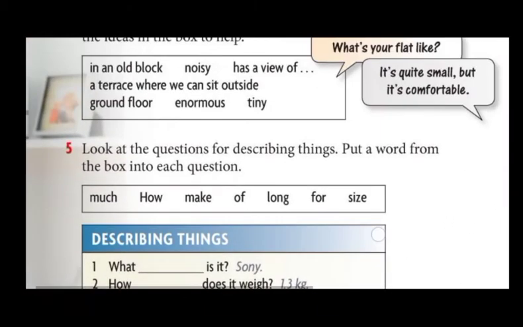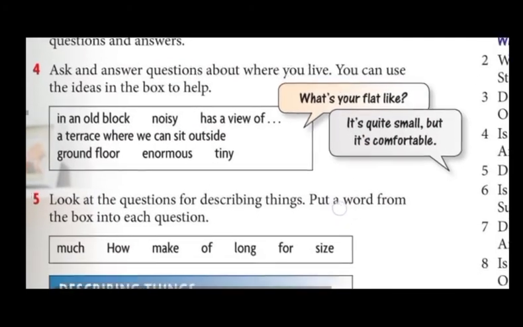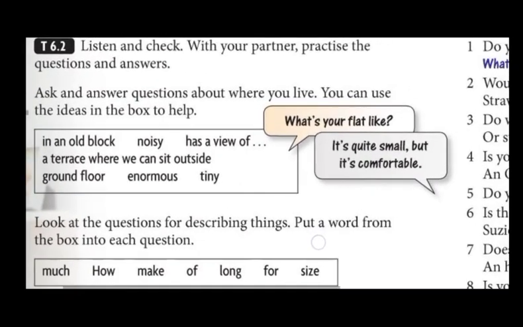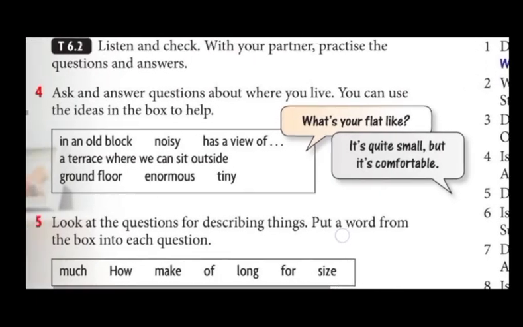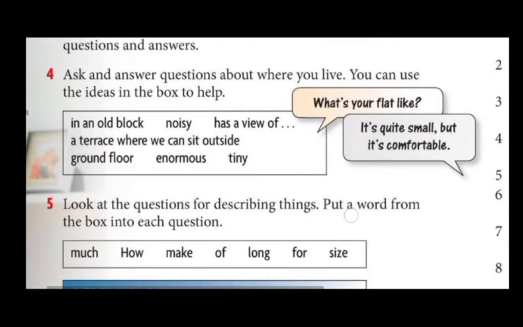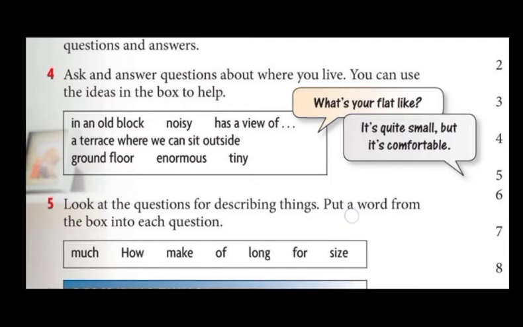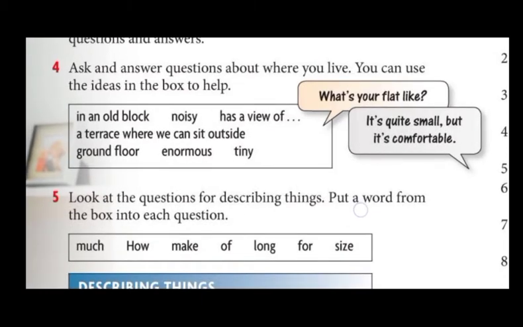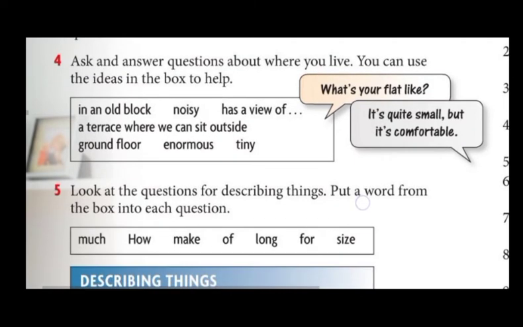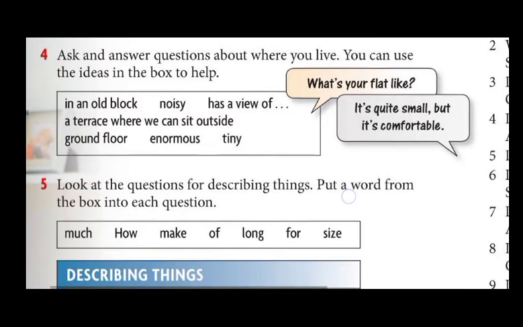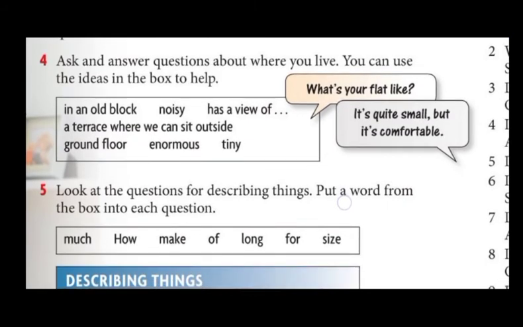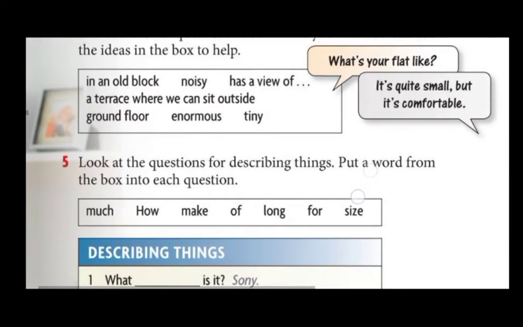Now we turn to the next course. Here we have ask and answer questions about where you live. You can use the ideas in the box to help. We have in an old block, you can say, for example, a noisy, has a view of something. A terrace where we can sit outside. A ground floor, enormous, tiny. What's your flat like? It's quite small, but it's comfortable.